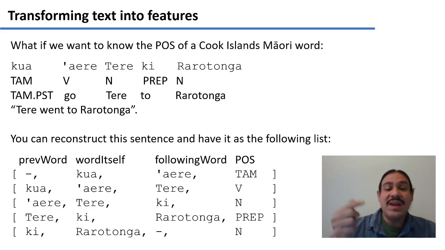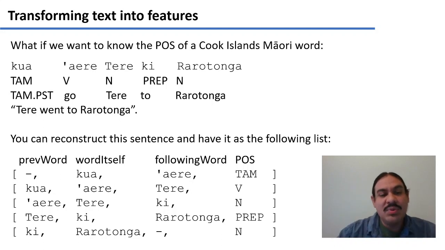And so we do this for every single word. For example, for the word ki, the preposition to, we have the word ki, the preceding word, Tere, the following word, Rarotonga, and the part of speech for ki, preposition. And so we make lists like these for every single word that we have in our training set: the word, the previous, the following, and the part of speech from the training set.